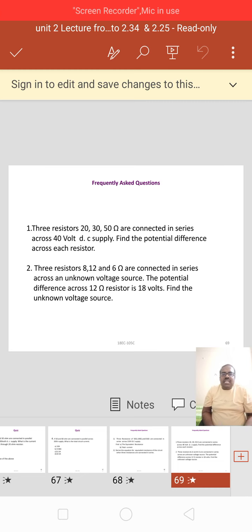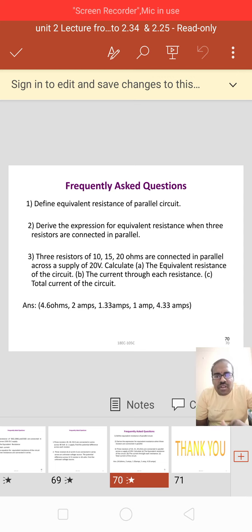Another question: three resistors of 20, 30, and 50 ohms are connected in series across a 40 volt DC supply. Find the potential difference across each resistor. It is also given before. Another second problem also. We have discussed this type of problem in earlier sections.